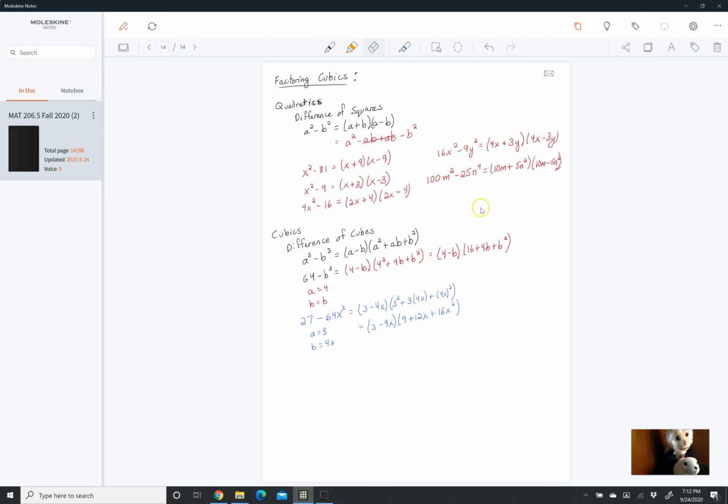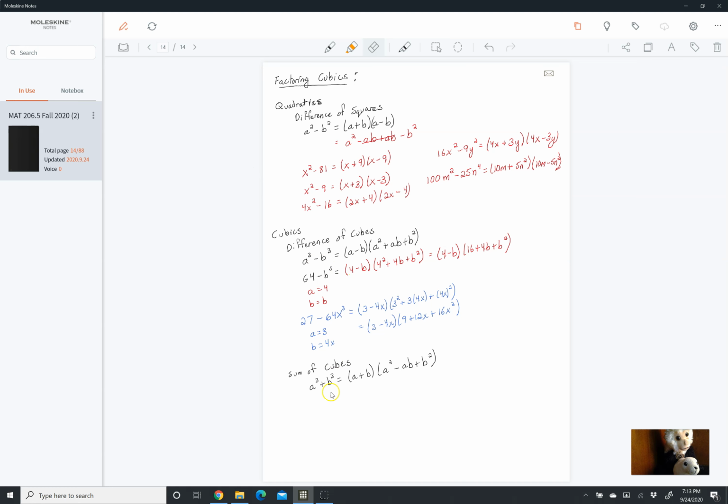Okay, so it can be factored. And then there is a formula for the sum of cubes, which I'll write down here. We won't do any examples though, because again, it's a plug and chug. So you can't have a sum of squares, but you can have a sum of cubes. The formula for the sum of cubes is very similar. It's a cubed plus b cubed, and this becomes a plus b times a squared minus ab plus b squared.